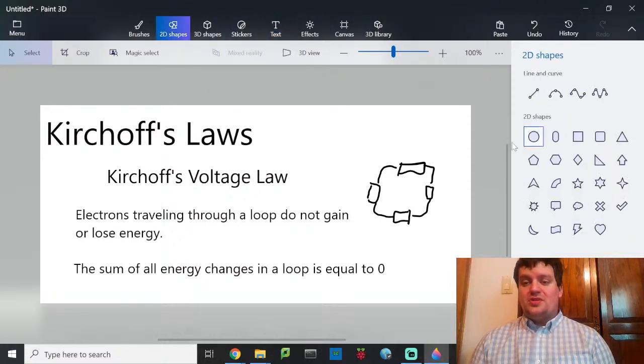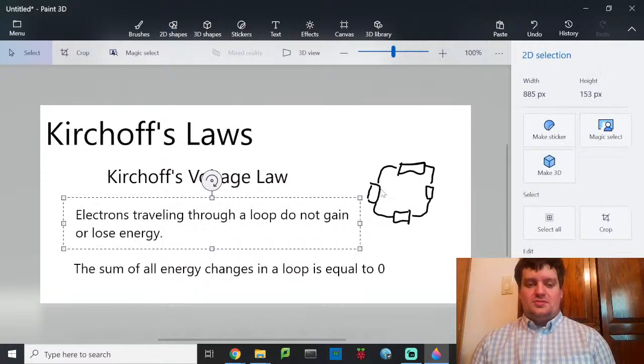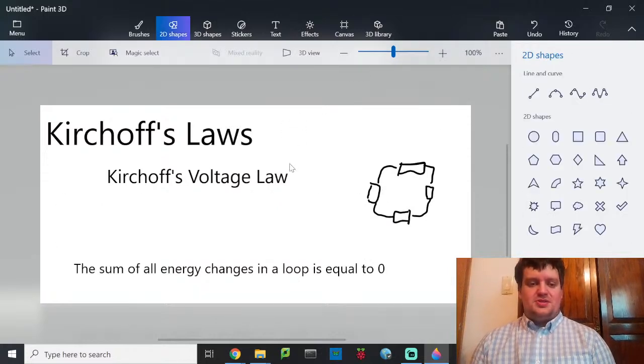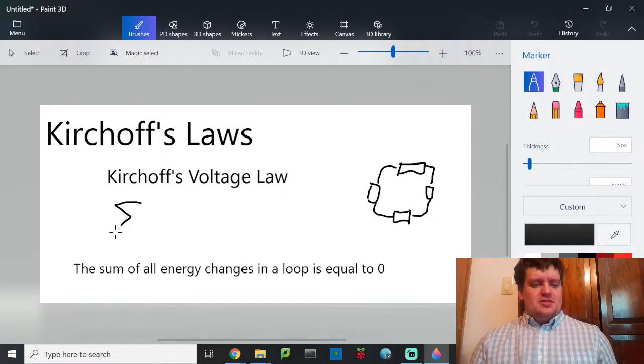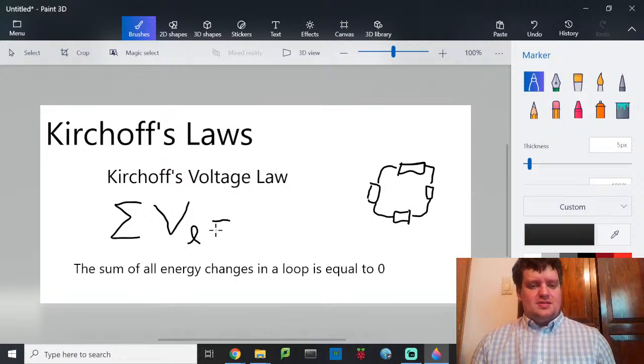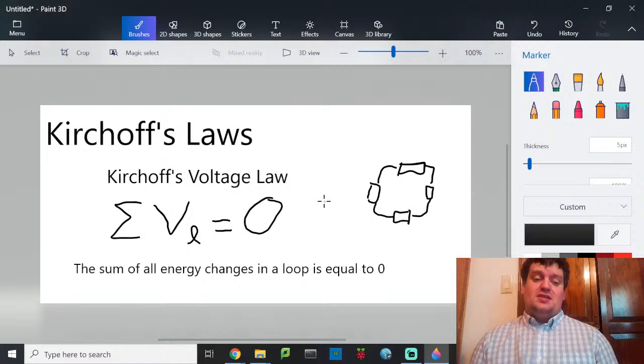Now I'm going to give you the equation for it. Really, it just takes this piece here. Delete. Oh, I could have just been doing that the whole time. Here, I thought I was a pro. Oh well. All right, so we've got our sum of all voltages in a loop is equal to zero. Now we're going to work a little bit more with this equation. We're going to be doing some math with this equation. I'll show you how to use it. But as of right now, just keep in mind that that is the equation for KVL.